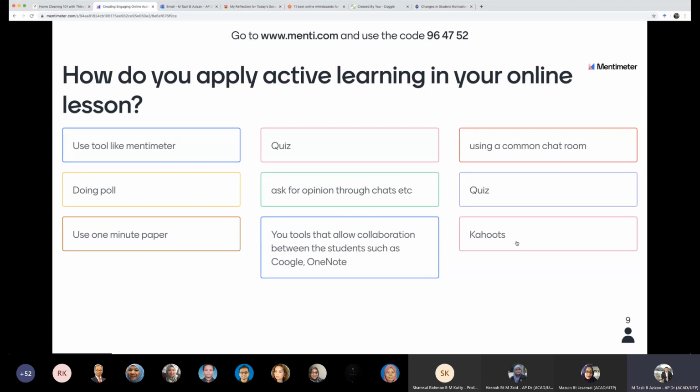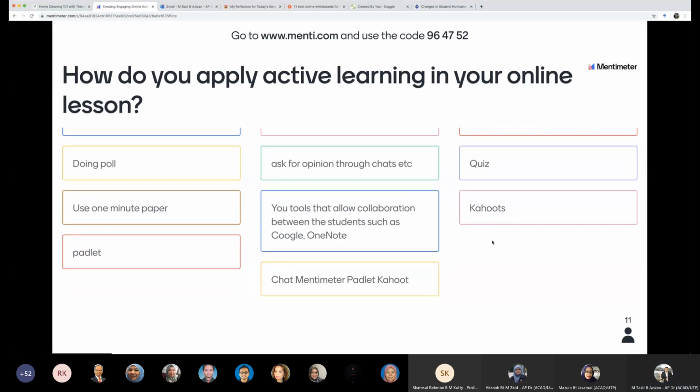Okay, we could have Kahoot. Anything else? Okay, we could have Padlet, right? Chat, Mentimeter, Padlet, Kahoot. I think you're very well versed in this. Very good.